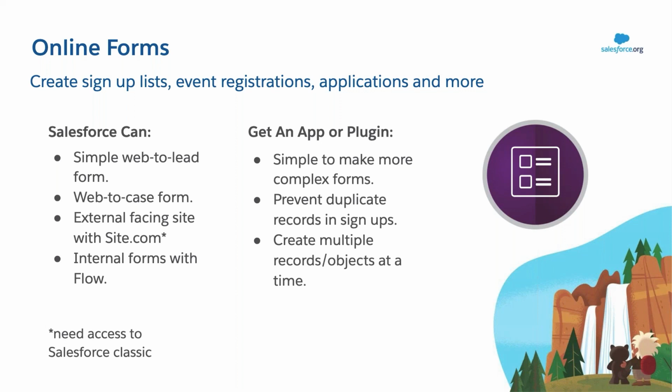You can do things like prevent duplicate records in your signups. You can create multiple records or objects at a time. So we can create a contact, an account, a campaign member record, a task to alert a staff member. And we're going to talk more about what you can do with these additional tools today.